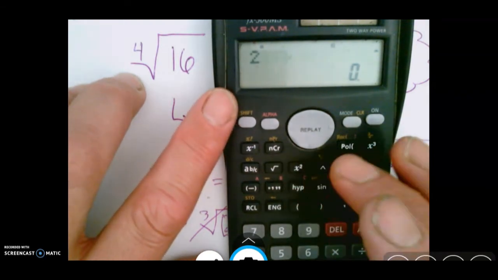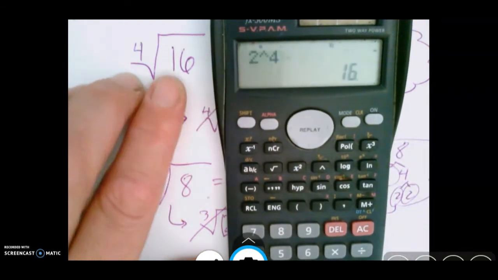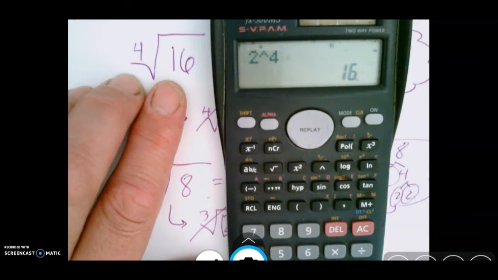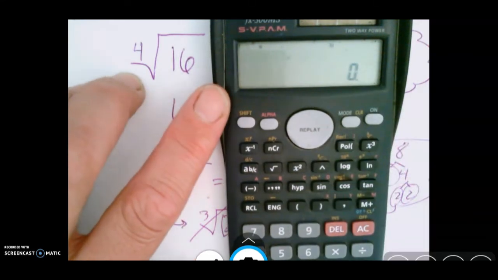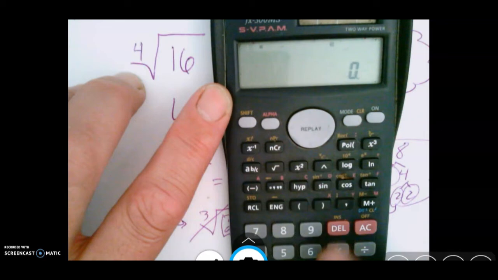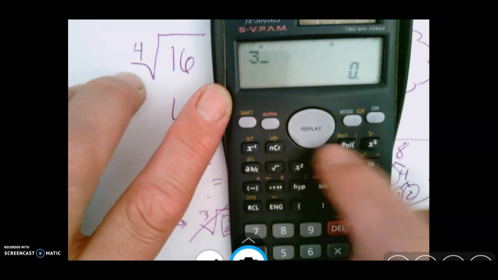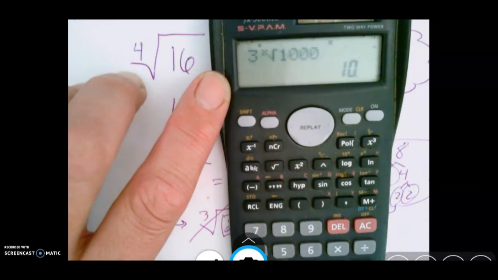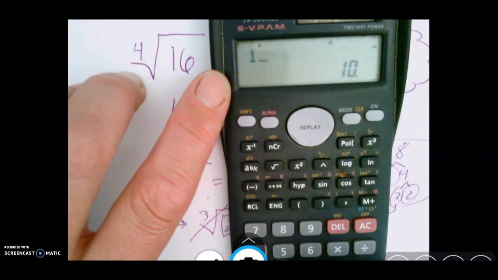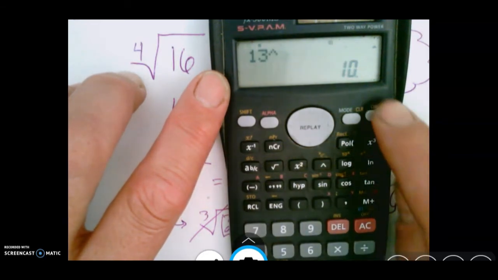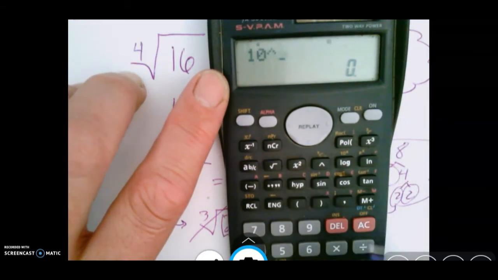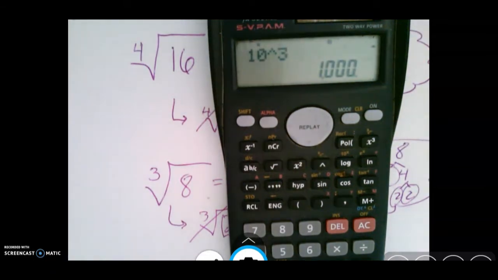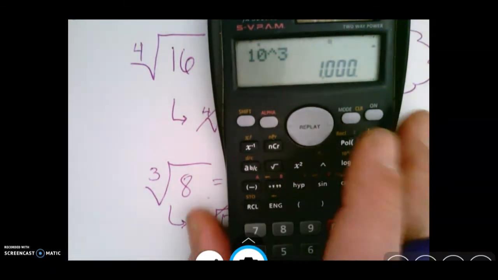Why? Because 2 to the fourth is 16. Okay. So it helps to run through some numbers like that. Let's take the third root of 1,000. That's 10. Why is that? Because 10 to the third is 1,000. Okay, so it's forwards and backwards is what it is.